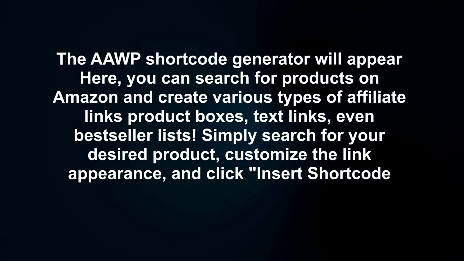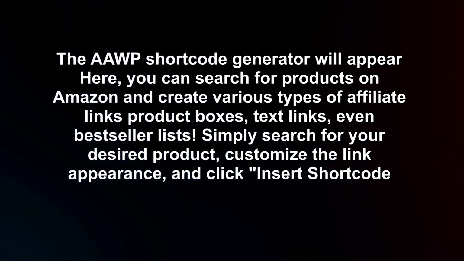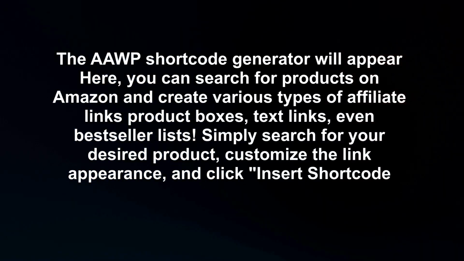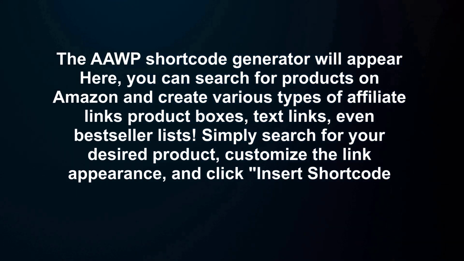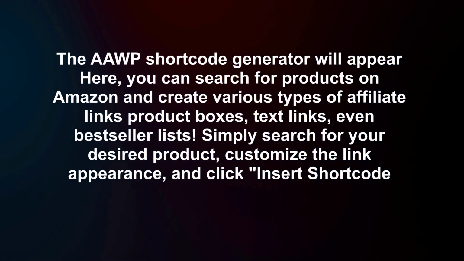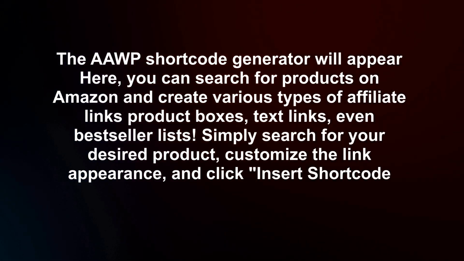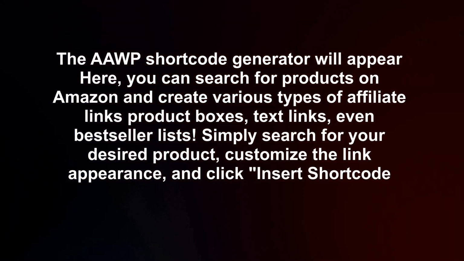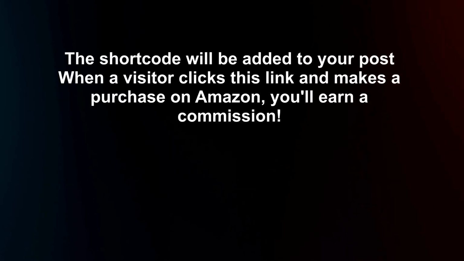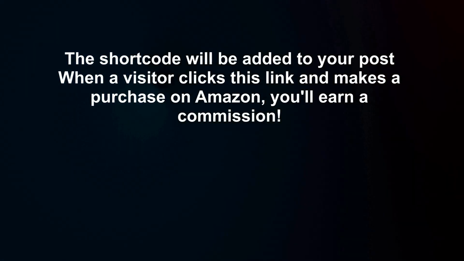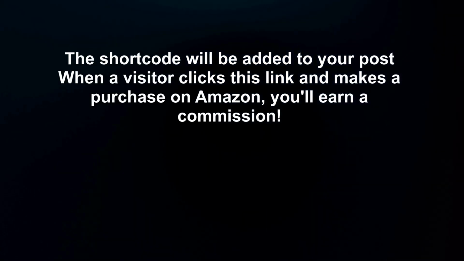You can search for products on Amazon and create various types of affiliate links: product boxes, text links, even bestseller lists. Simply search for your desired product, customize the link appearance, and click Insert Shortcode. The shortcode will be added to your post.